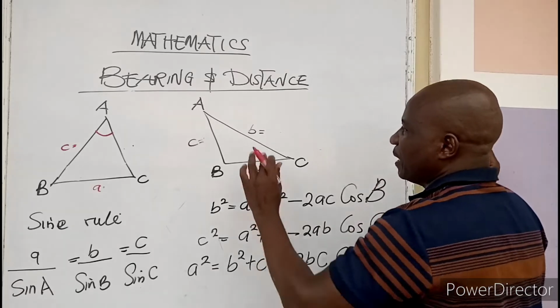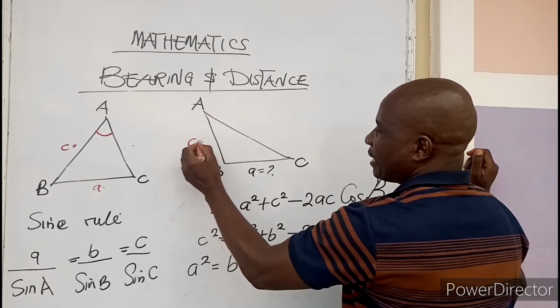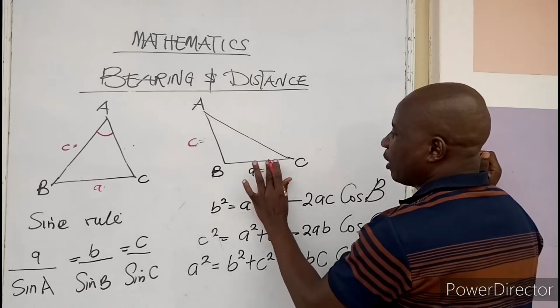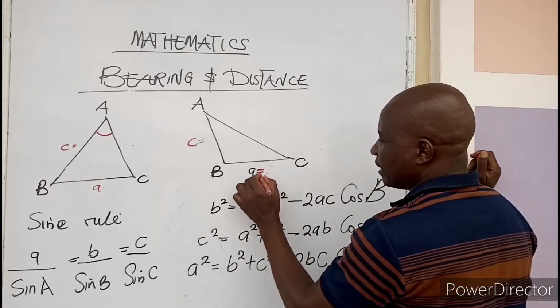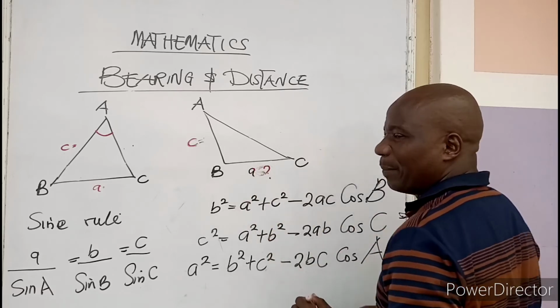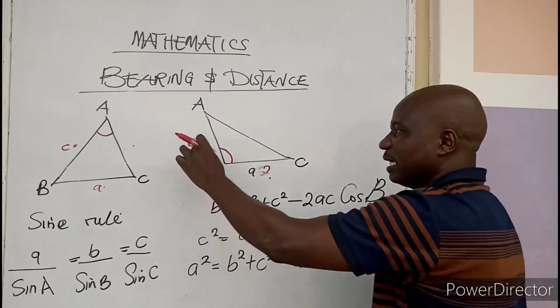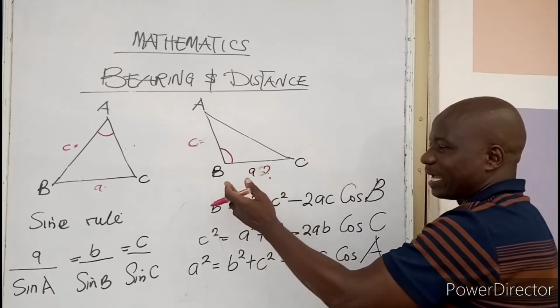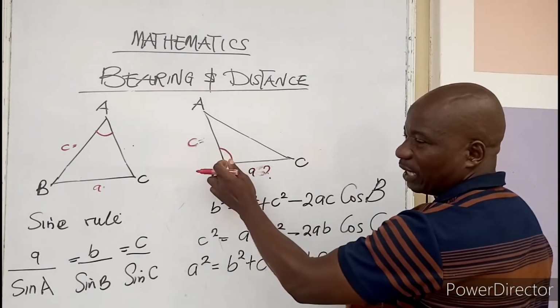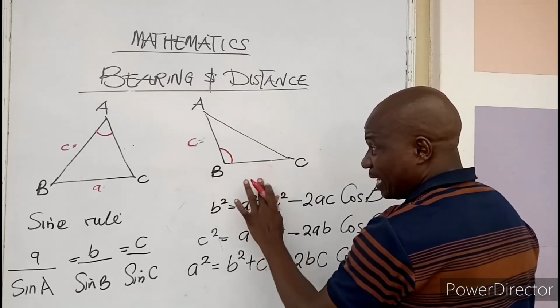What am I saying? It means here, I'm giving this side, and of course, I'm giving this side. Class, which angle am I supposed to be giving? Of course, it's going to be this angle, because this is a side, this is another side, and this is the included angle. I think that is understood.